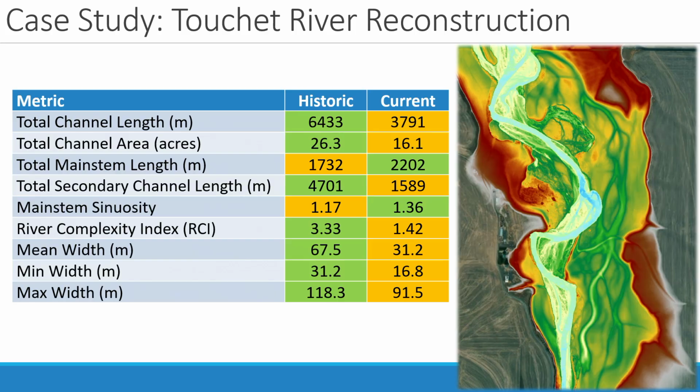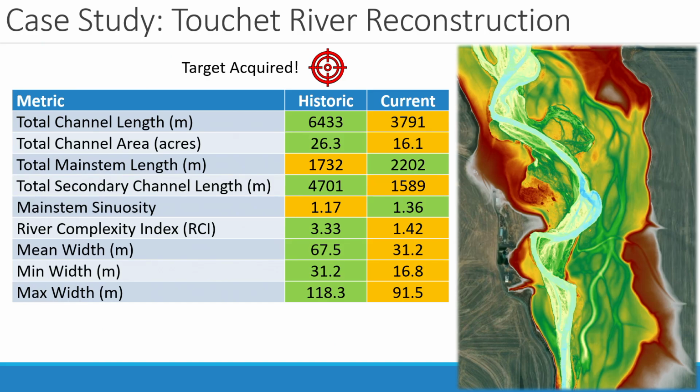When you look at the plan form, a multi-threaded system versus a dominantly single thread system is going to have a shorter main stem channel length and lower sinuosity because it has that ability to spread flows through multiple channels and connect to the floodplain to dissipate energy, versus a single thread channel is going to have to just primarily use meandering and bank erosion to increase its sinuosity to dissipate energy.